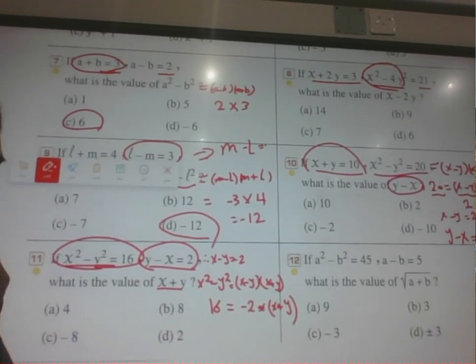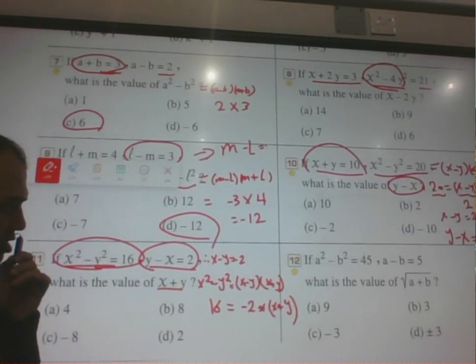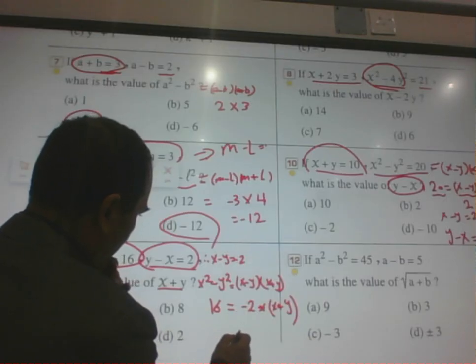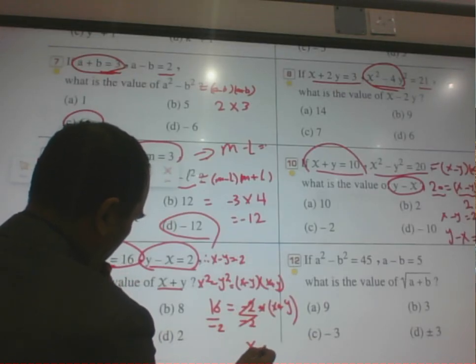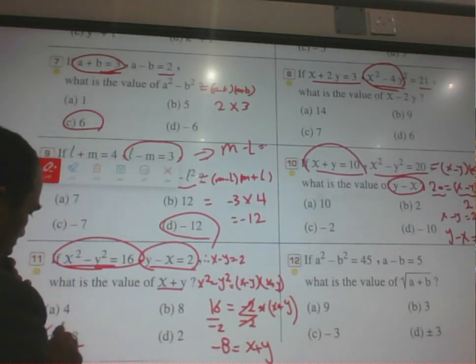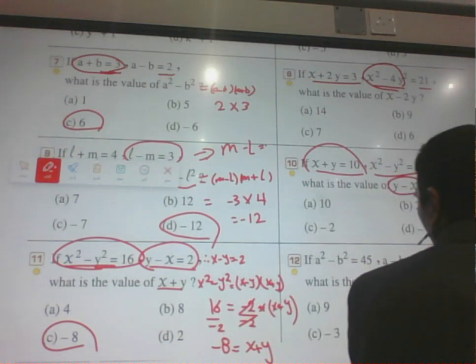Who can tell me? We can divide 16 by negative 2, okay? Divided by negative 2 here and divided by negative 2. So x plus y will be negative 8. The value, letter C. Next question, number 12.